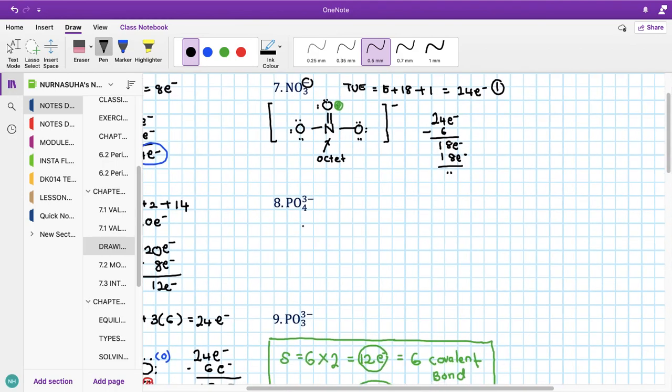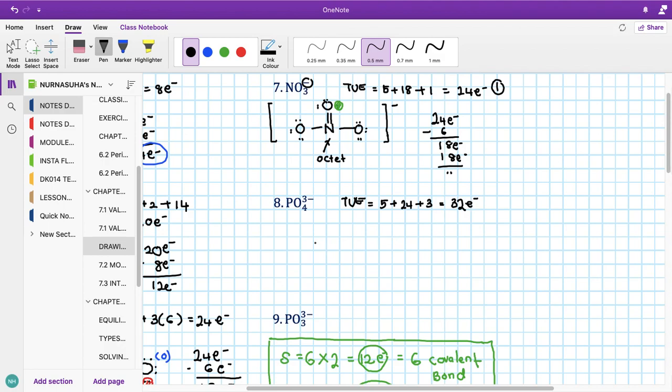For PO4 3 minus. PO4 3 minus. So total valence electron. Phosphorus dia kawan dengan nitrogen. So it has 5 electron. Oxygen ada berapa kat situ? Ada 4. So 24. Okay, there's a negative 3. So awak kena tambah 3 elektron. So total valence electron. Ini paling banyak so far. 32.